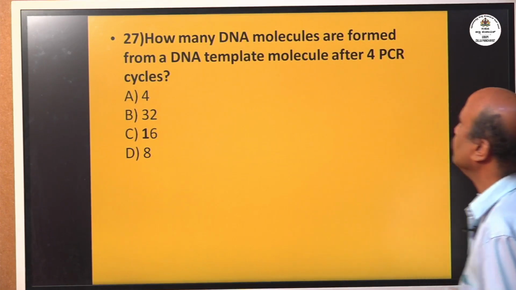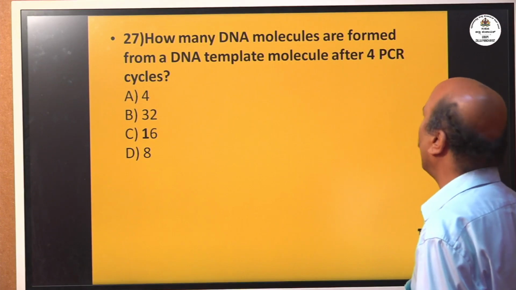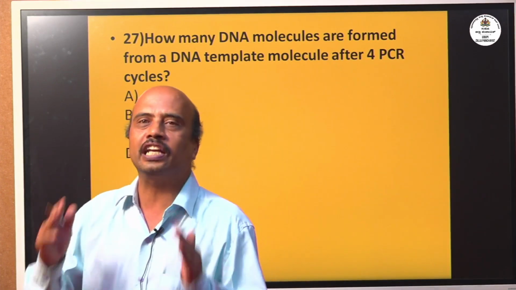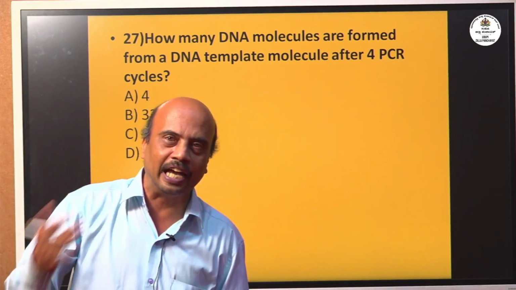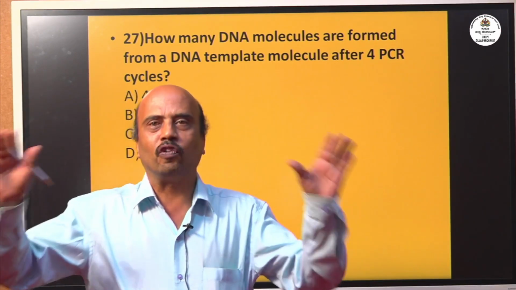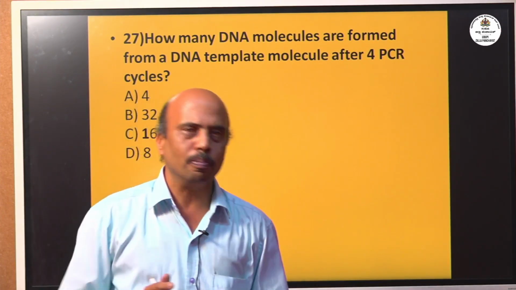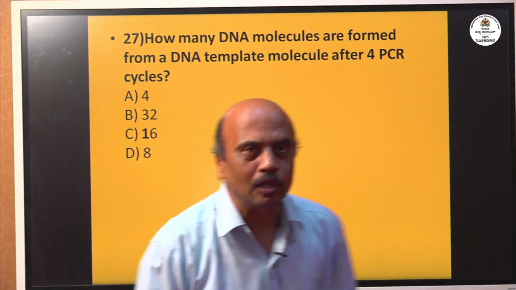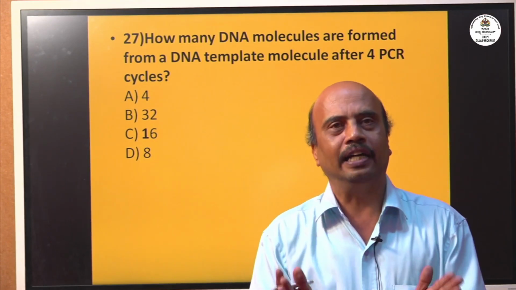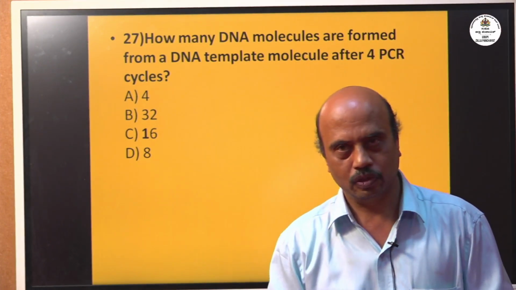Next question. How many DNA molecules are formed from a DNA template molecule after 4 PCR cycles? Each PCR cycle has 3 sequential steps: denaturation, annealing and extension. After one cycle, there are 2 DNA molecules produced, because to form one DNA molecule it requires a template, 2 primers, DNA polymerase and the raw materials in the form of free deoxyribonucleotides. So these are all the raw materials.